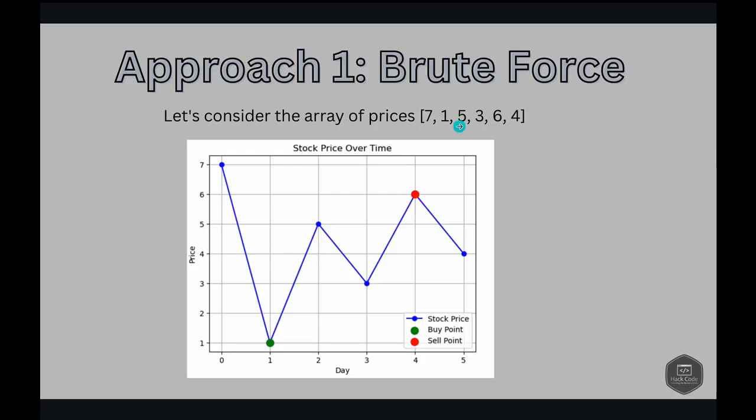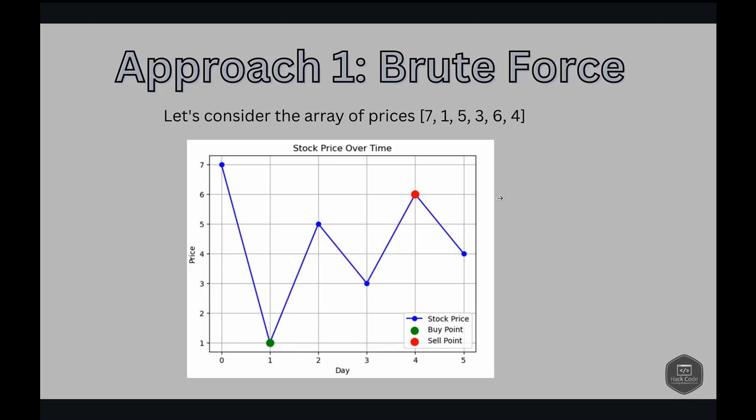Let's consider the array of prices shown here: 7 1 5 3 6 4 represent the prices on the different days. In the brute force approach, you look at every pair of buy and sell days. For example, consider buying the stock and then selling it on every subsequent day. So you'd compare each day with every other day following it to find the maximum profit.